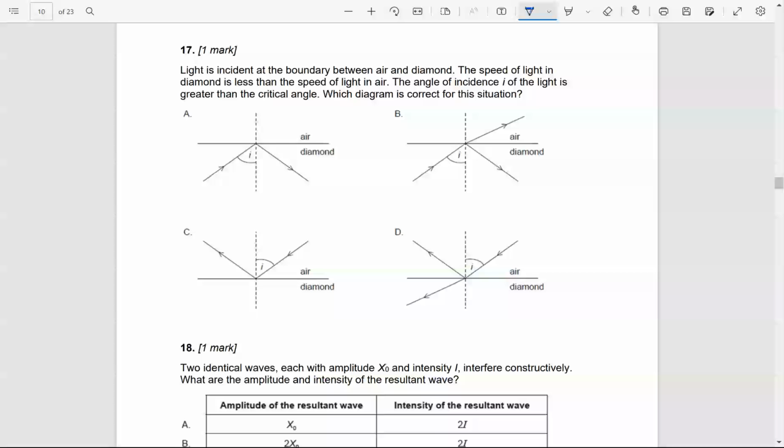17 is testing your knowledge on refraction and reflection. So you must remember, for refraction to occur, we need to be going from a less dense to a more dense. Okay, it won't work the other way around. Okay, we get total internal reflection. So for refraction to occur, it's less to more. For total internal reflection, we're going more to less.